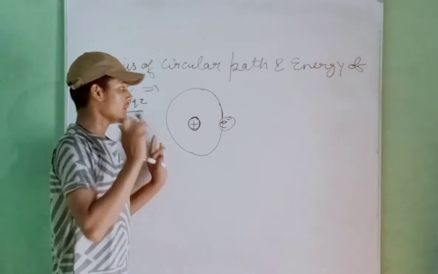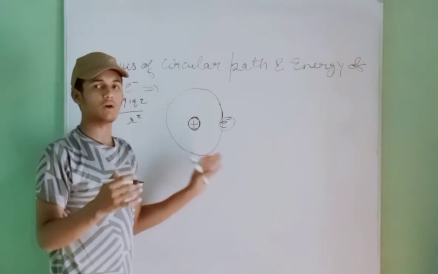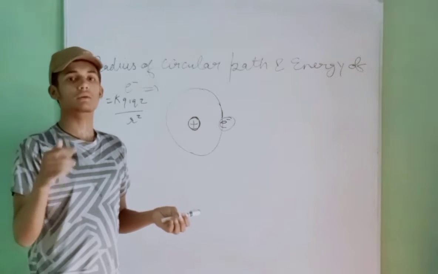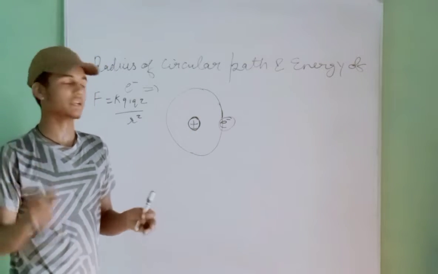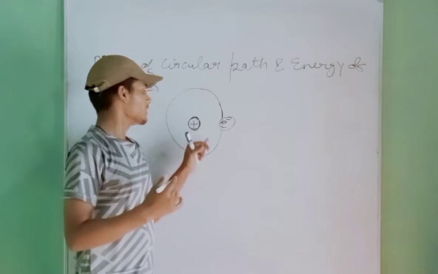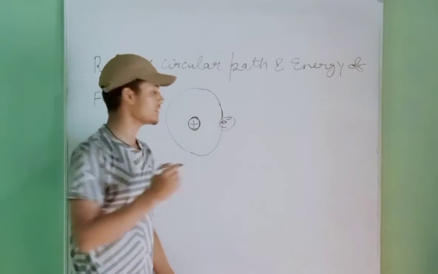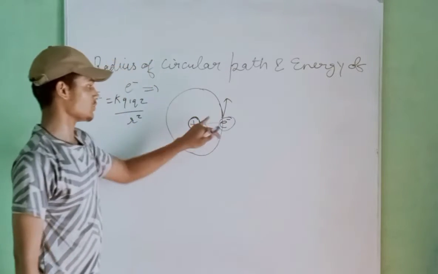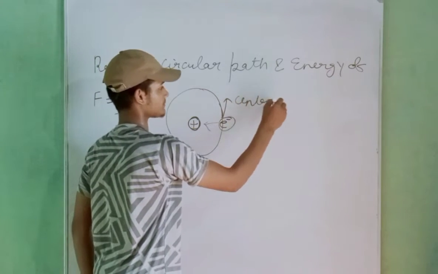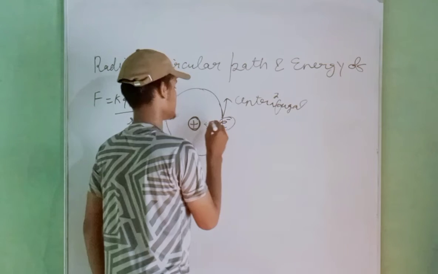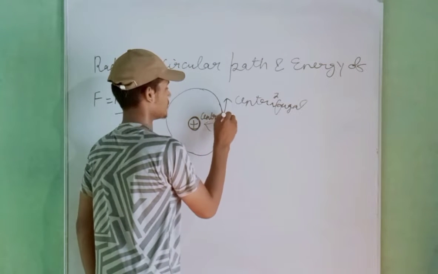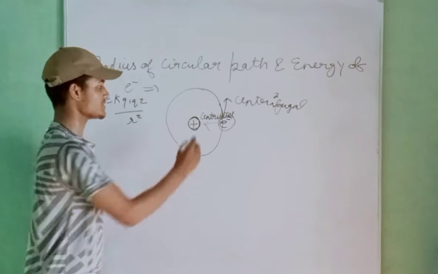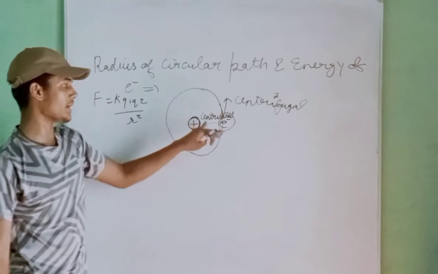We know that two forces act on any moving or rotating particle. If any particle revolves around circularly, then two forces act on it: centripetal force and centrifugal force. The centripetal force is directed inward, and the other is tangent to that revolving axis. That is the centrifugal force, and that is the centripetal force. The centripetal force is given by the electrostatic force between the nucleus and electron.